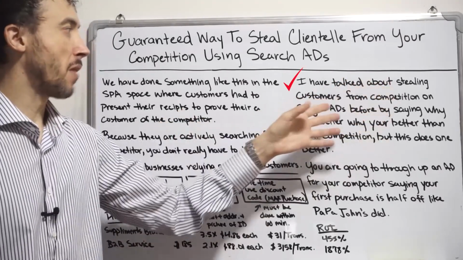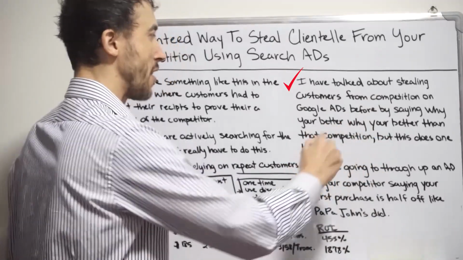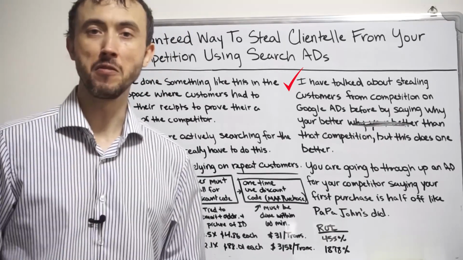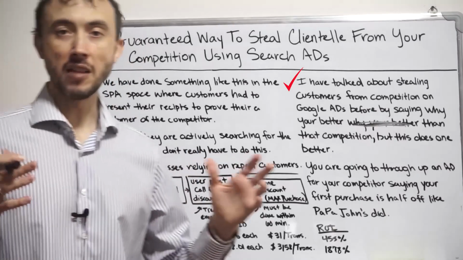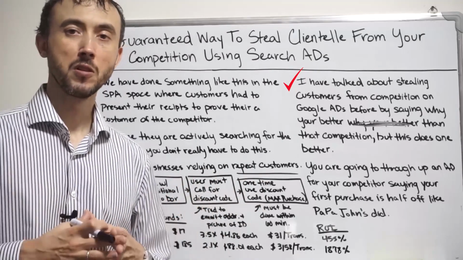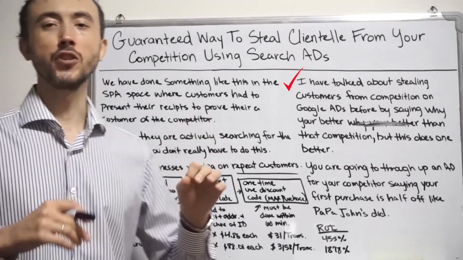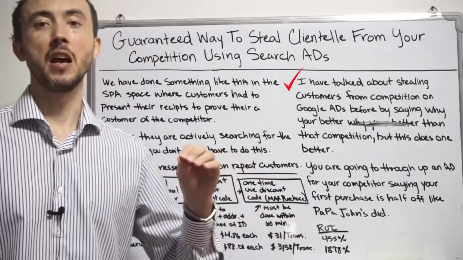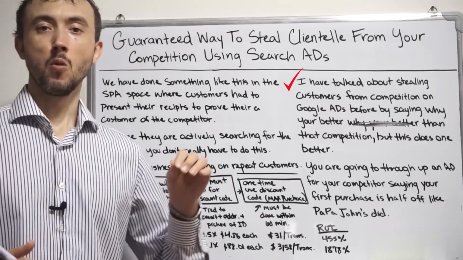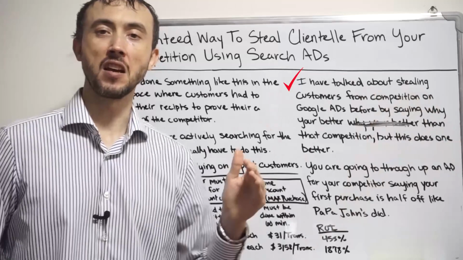I have talked about stealing customers from the competition before by saying why you're better than the competition, but this actually does better than that. Generally speaking, outside of this strategy of half off to new customers, in most markets, as long as it's relevant in that market, which in most it is, when somebody searches for the competitor, we'll generally say why we're better than that competition in order to get that customer.